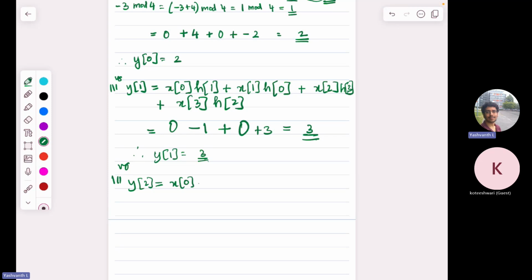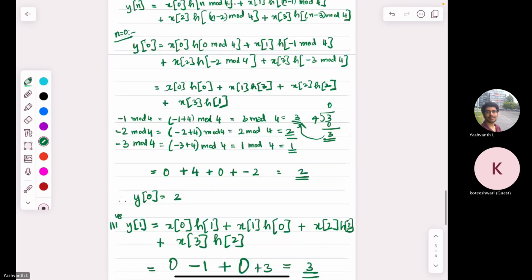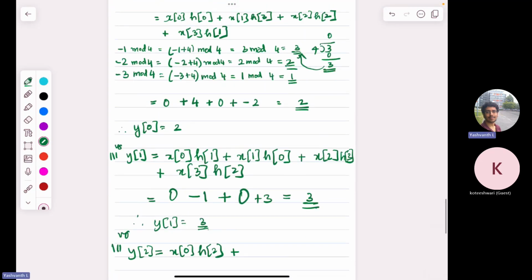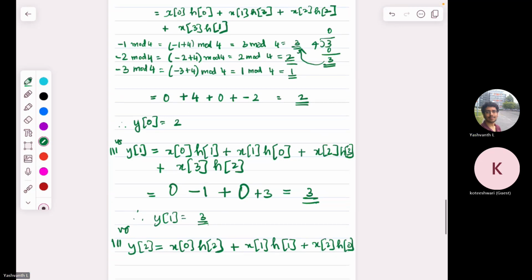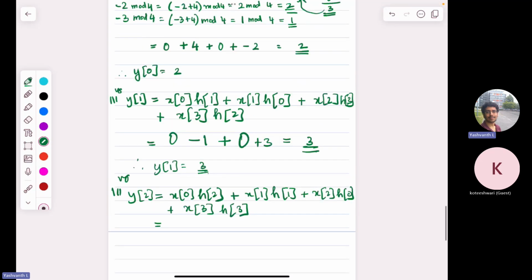x of 0 into h of 2. Okay, and then you can show that, I'm just writing down directly, this will come out to be x of 1 into h of 1 plus x of 2 into h of 0 plus x of 3 into h of 3.